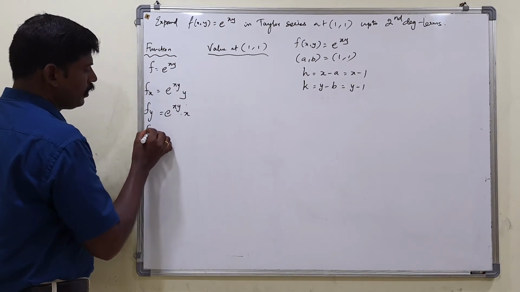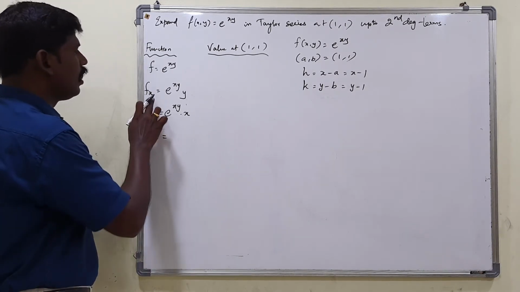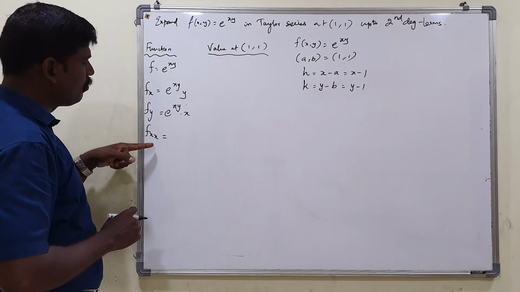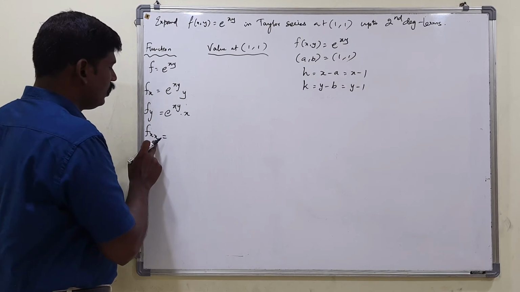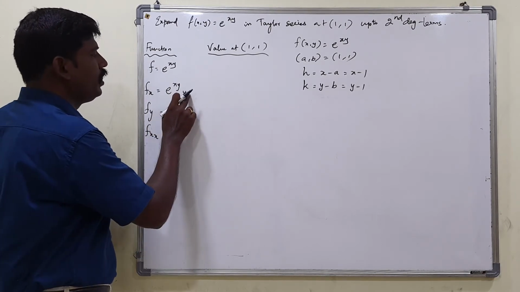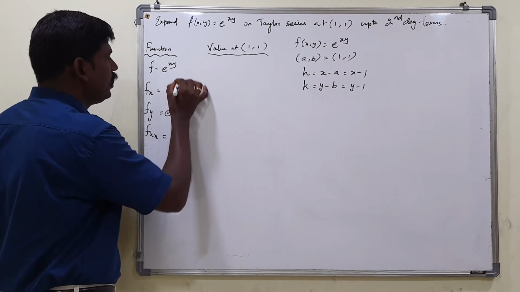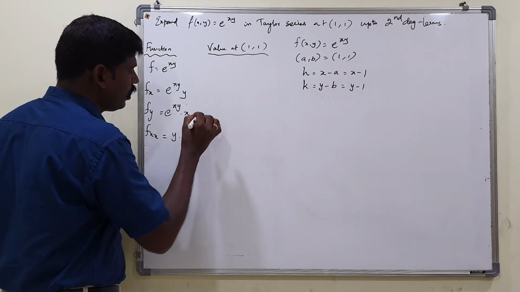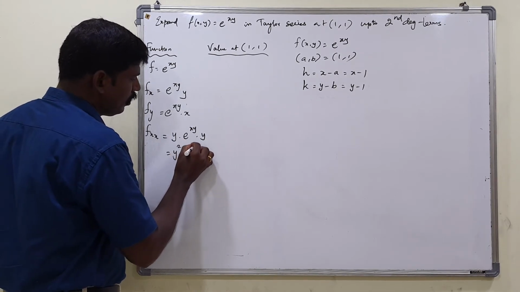Okay. And then f double x. F double x means derivative of fx with respect to x once again partially. So here we are going to differentiate fx partially with respect to x. So this y is treated as a constant. So we keep it as is, taking the derivative of e power xy with respect to x. So again you will get y. So what you will get? So y square into e power xy.